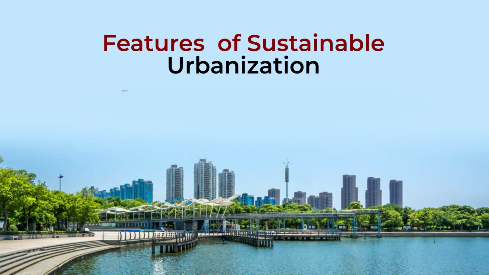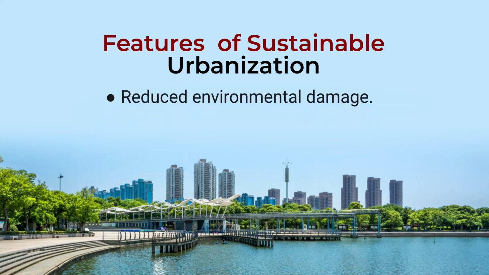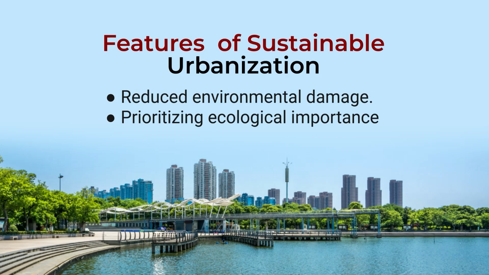So, what are the features of sustainable urbanization? It has reduced environmental damage. It does not pollute. It is not done at the cost of cutting trees. It is not built on floodplains. So, it prioritizes ecological balance. It ensures that the biodiversity, the air in the urban areas, and the gardens in the urban areas are all well protected. It emphasizes that all the biogeochemical cycles operate well in urban areas also.